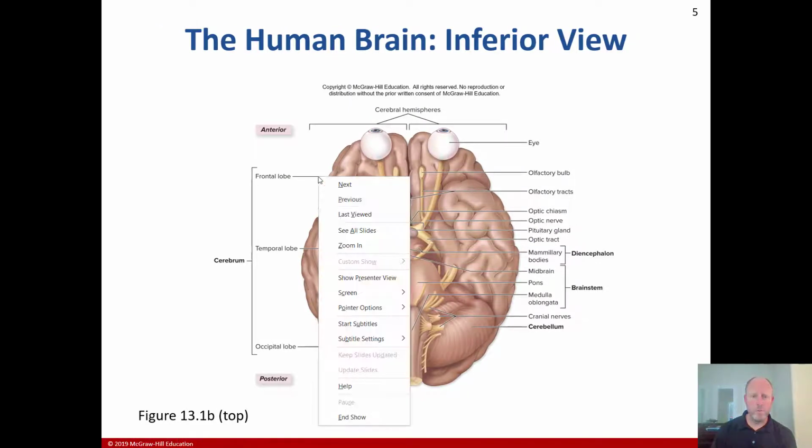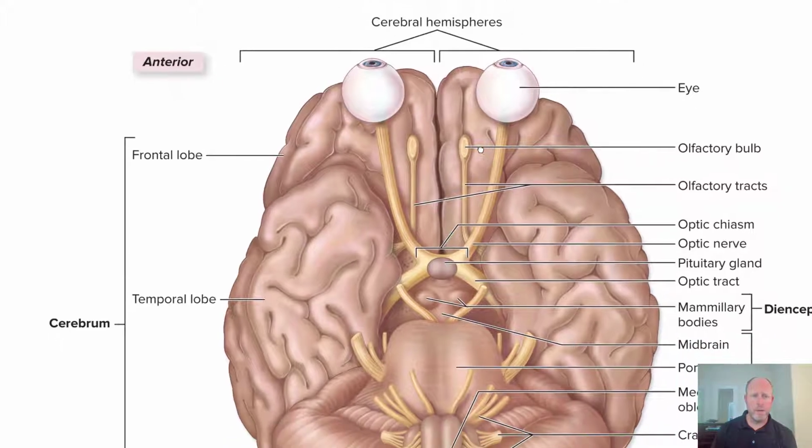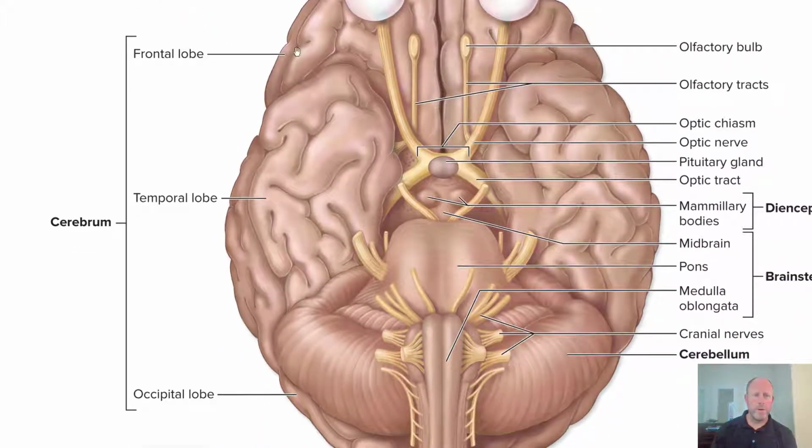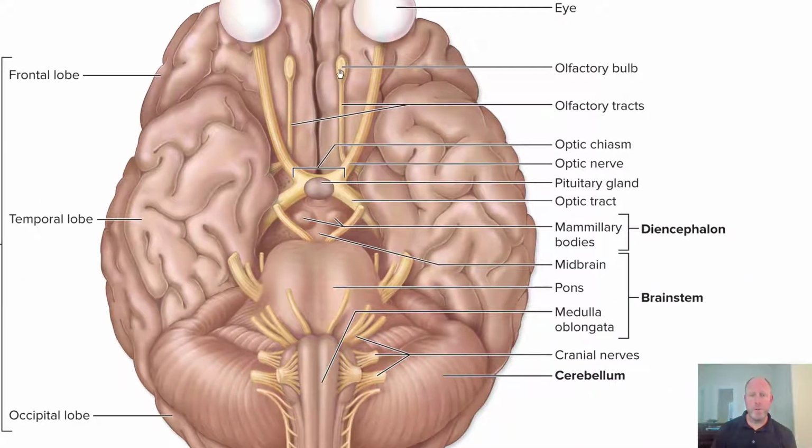So for the inferior view, the anterior with our eyes here, and then we have frontal lobe here, temporal lobe, the side there, occipital lobe, and the posterior here, the caudal region, the cerebrum. And then we have here the olfactory bulb, the olfactory tracts. Tracts will come into play a little more later on. The optic chiasm.